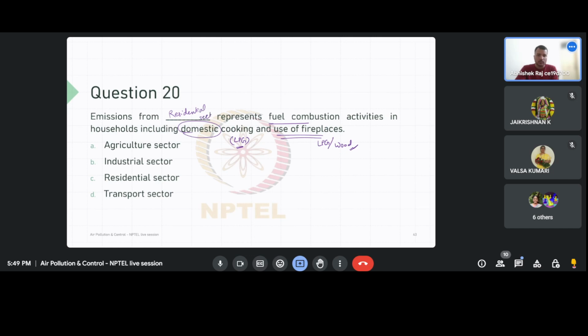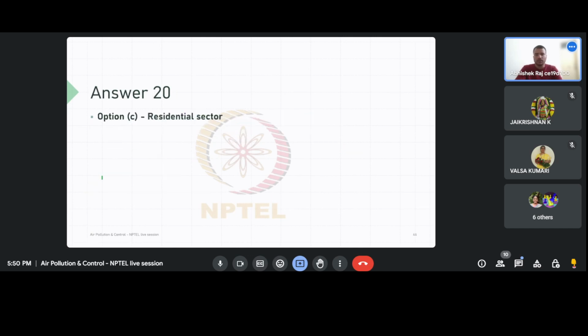If agricultural burning is happening, or some kind of dust is coming out from agriculture, that will go in the agriculture sector. Transport sector will have the emissions from the vehicles that we are using. In the industrial sector, we have factories which are operating, so that will release fumes. So different sectors, different types of sources lead to air pollution. With this we come to the end of today's session. So option C, residential sector, is the correct answer.